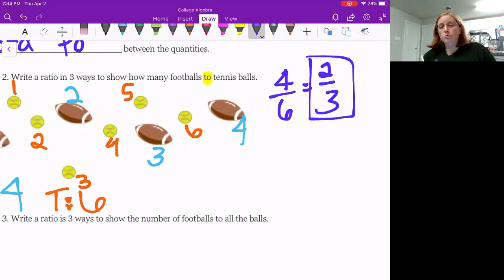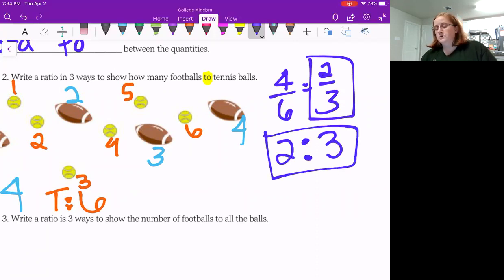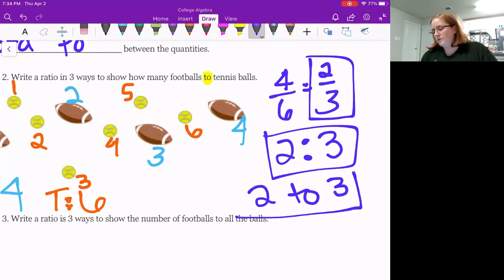When we use the colon and the physical word "to," I have to use this 2 and this 3. So my second way is 2 footballs, colon, 3 tennis balls. So there's my second way. And then with the physical word, 2 to 3. And there's my 3 ways. So again, the final answer is based off of that simplified fraction.